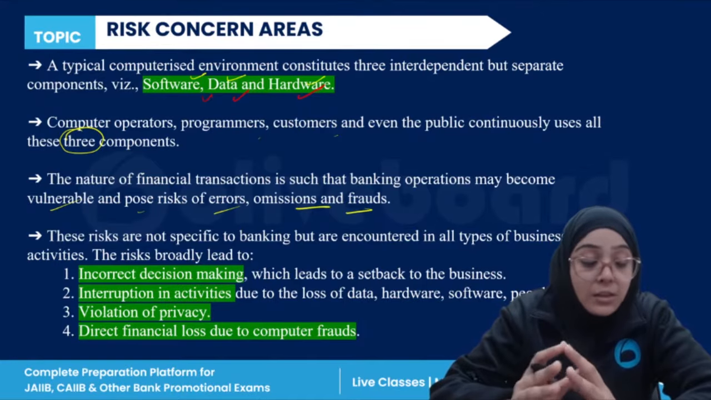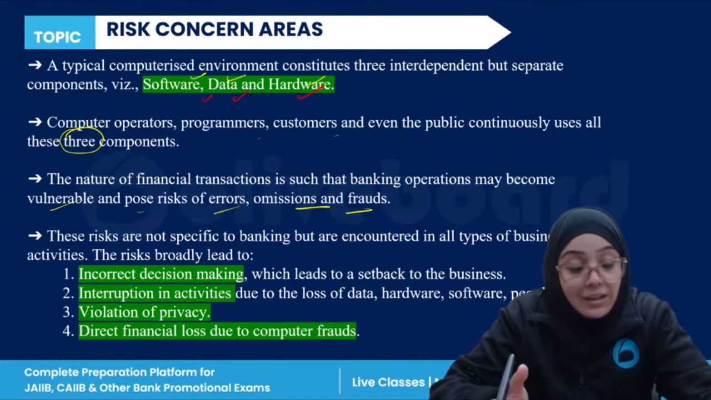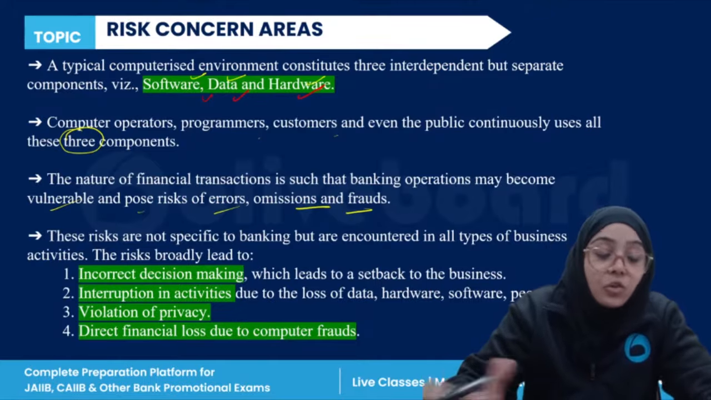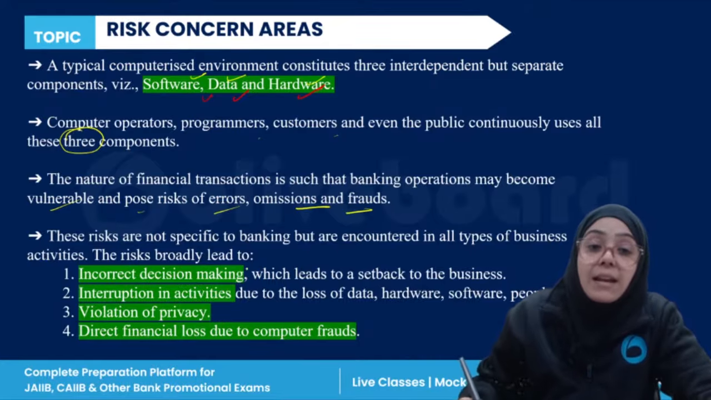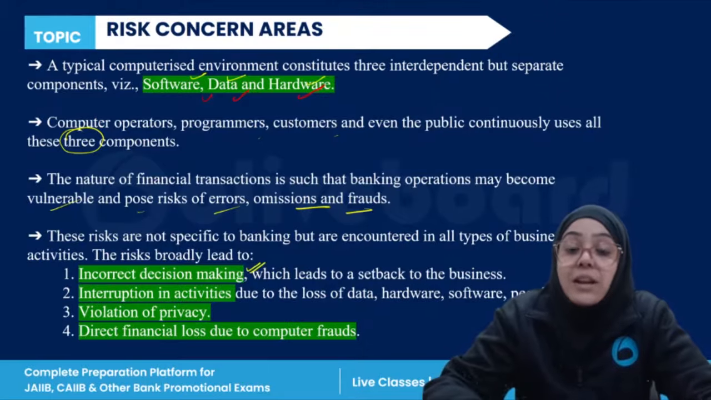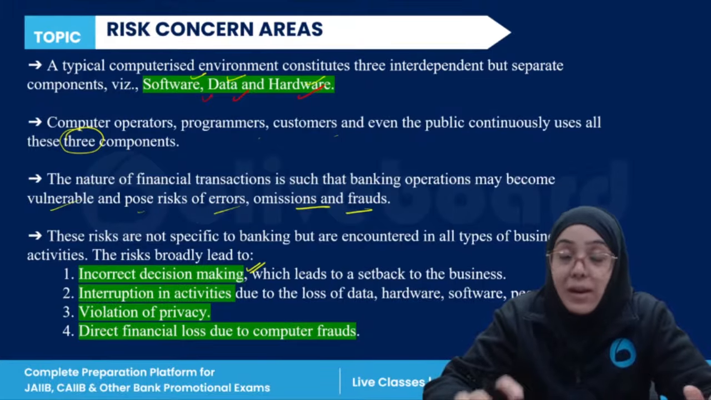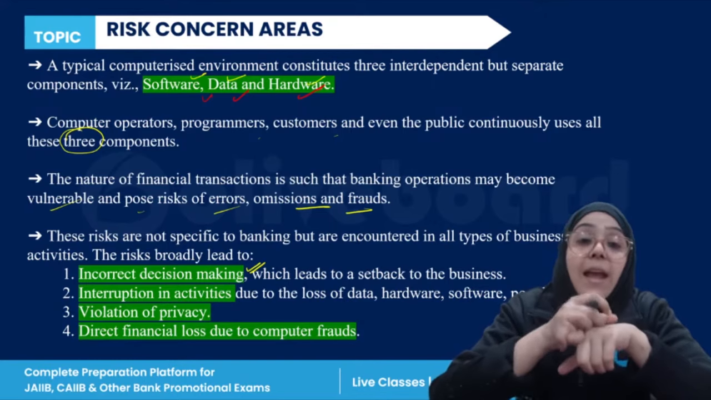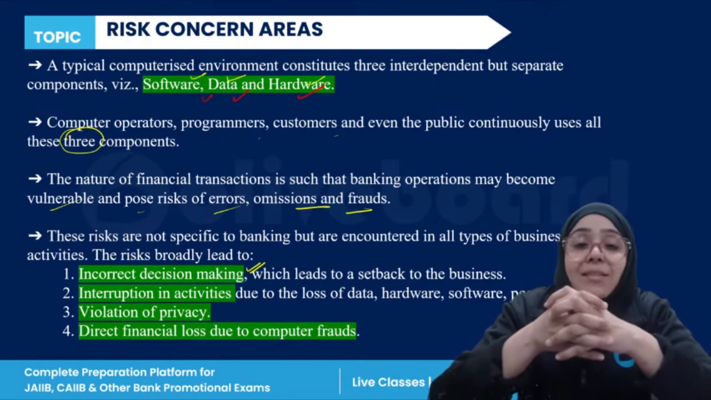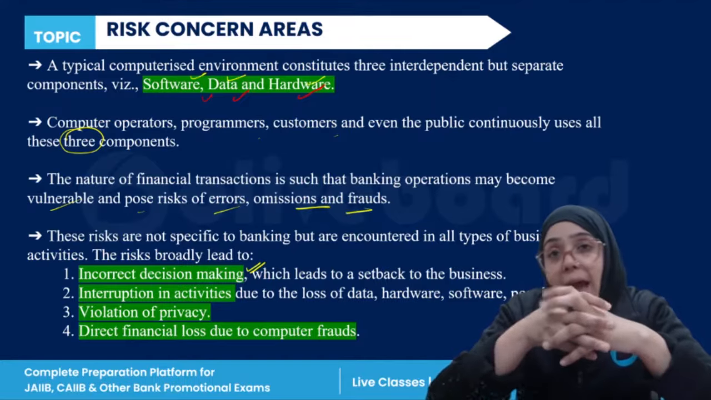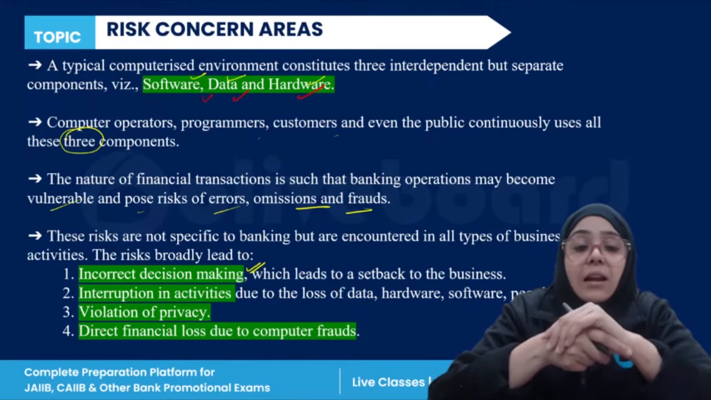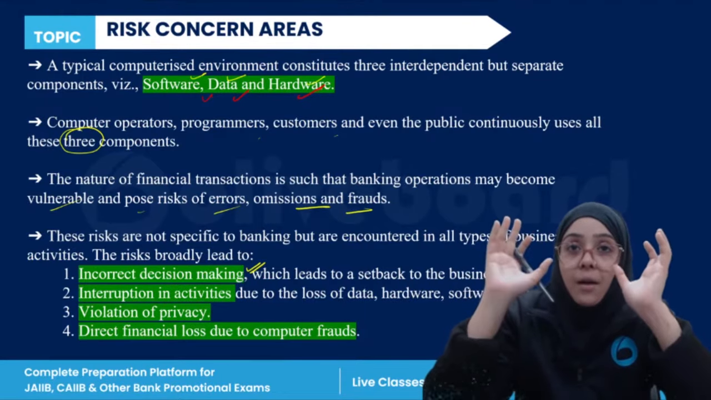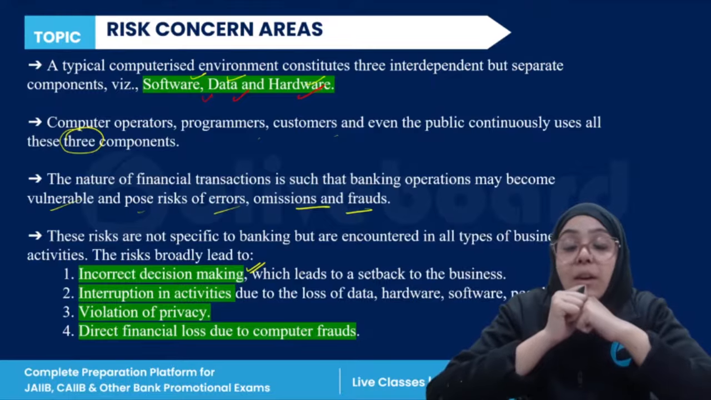Now, what does the risk lead to? If there is a risky environment, then first of all this risk leads to incorrect decision making, which leads to a setback to the business, right? If there are omissions or errors, or any frauds in the business environment, you can take incorrect decisions based on the product. There are also interruptions in activities.